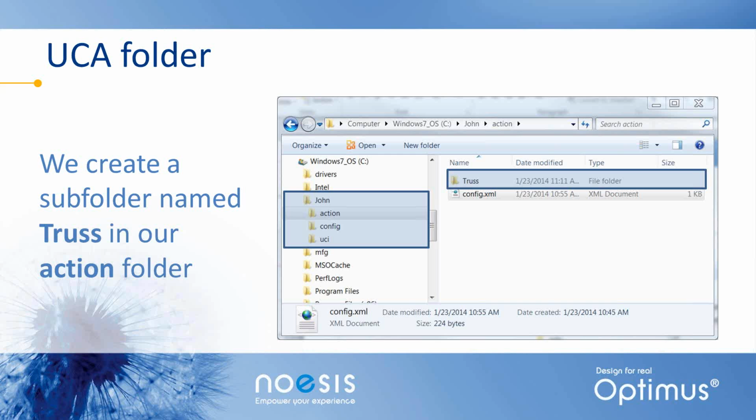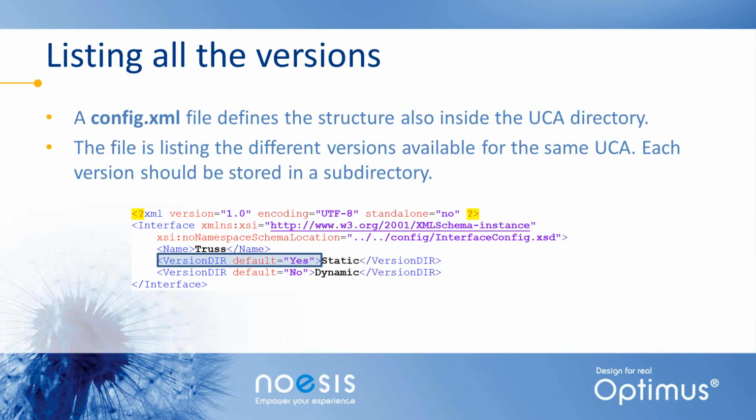If we enter the truss folder, that's the level at which you may define all the versions available for the same UCA that you have. In this case, we are defining 2 different versions of the truss solver: one is the static version and one is the dynamic version.